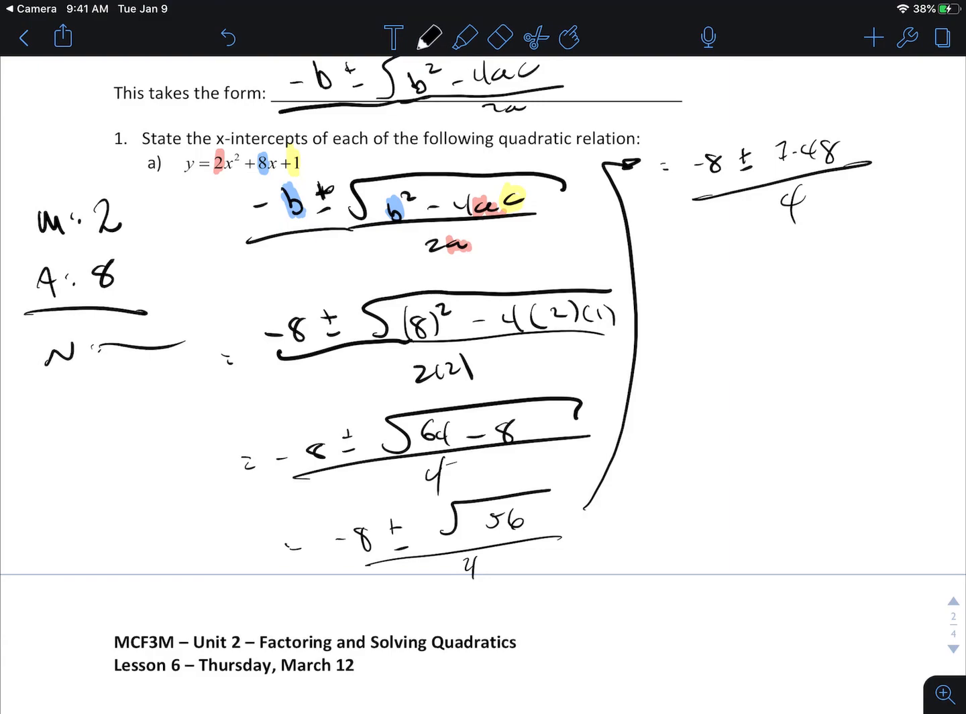Red goes with red, blue goes with blue. No, I understand where they're supposed to go. I just mean the 2 and the 1 specifically, the numbers. Oh, I multiplied 4 times 2 times 1. Four times 2 is 8, times 1. Oh, I see. That's where I did it.